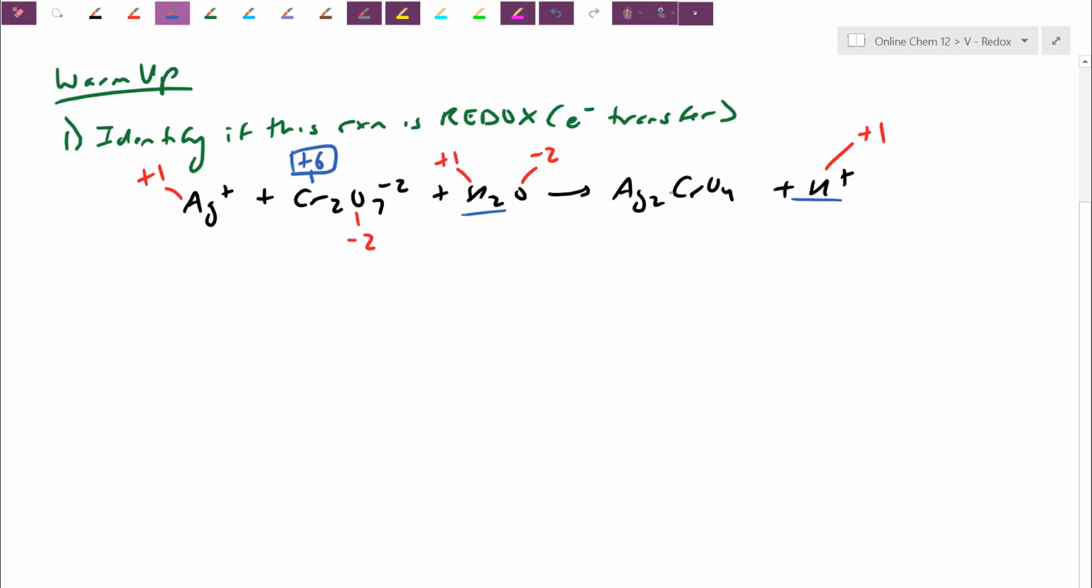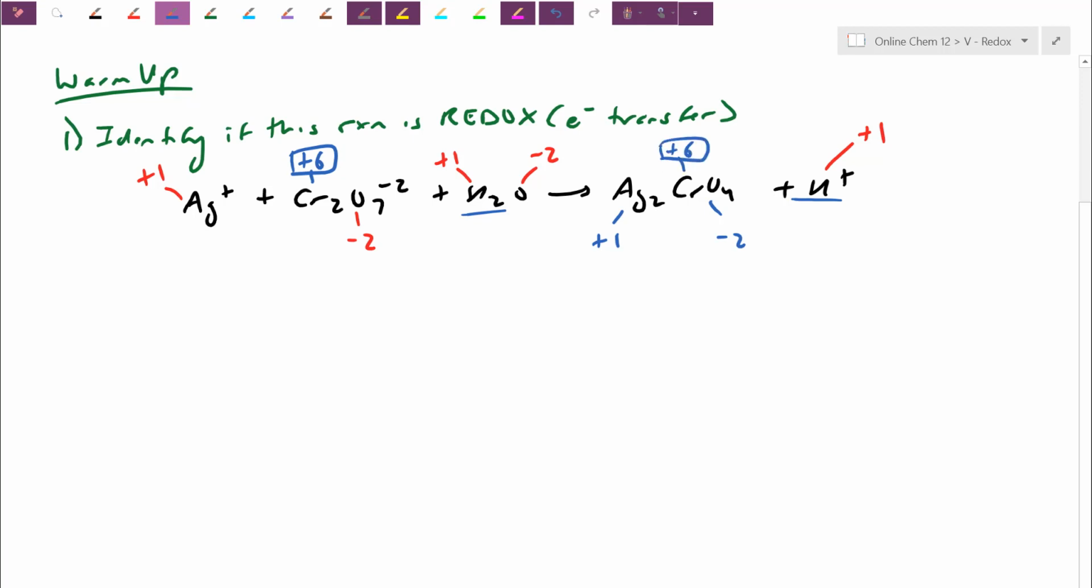Let's try the other side here, silver chromate. Silver again is +1 here. It's not quite an alkali metal, but it does +1. 2 times +1 here is +2. -2 is for oxygen. There's 4 of them. That gives you a -8. 2 minus the 8 gives you -6, and therefore the chromium is also a +6.